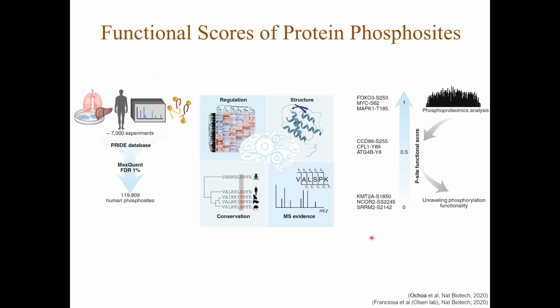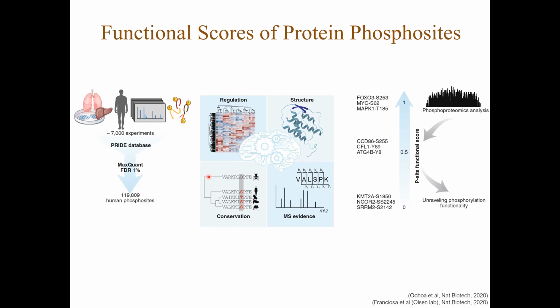And to that end, we used a great resource that was published by Ochoa in Nature Biotech last year. And what they did in this study was that they reanalyzed over 7,000 phosphoproteomic experiments deposited in the PRIDE database. And they identified almost 120,000 human phosphosites. But then they applied a sophisticated machine learning based approach to assign a functional score to each of these phosphosites.